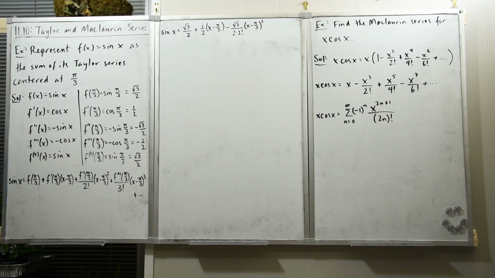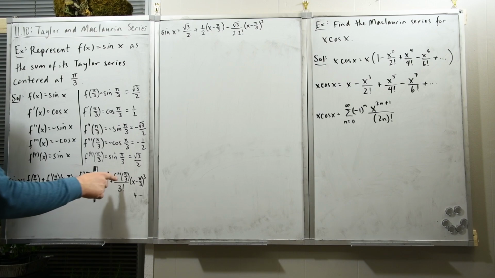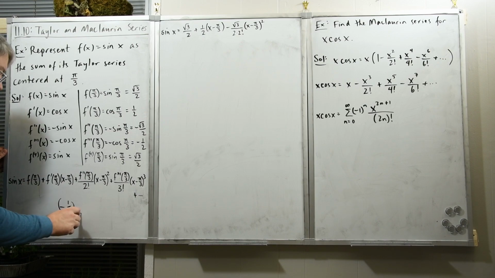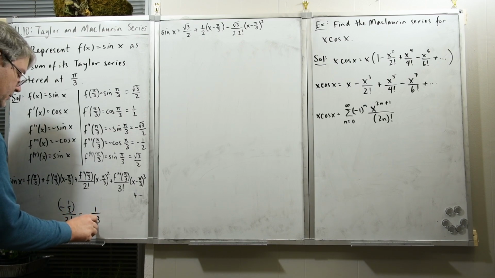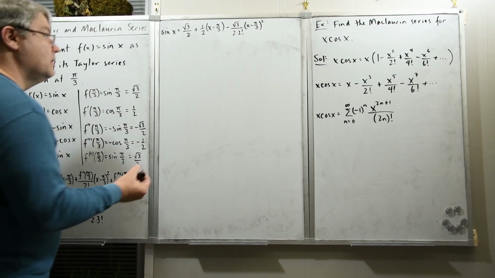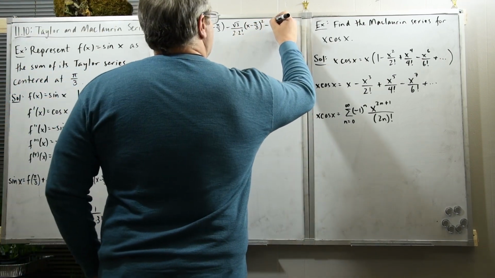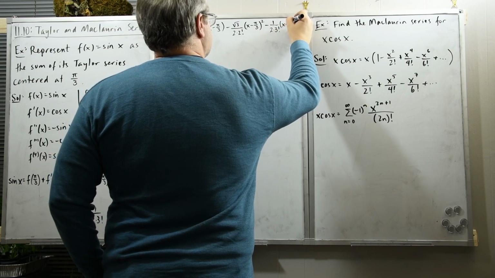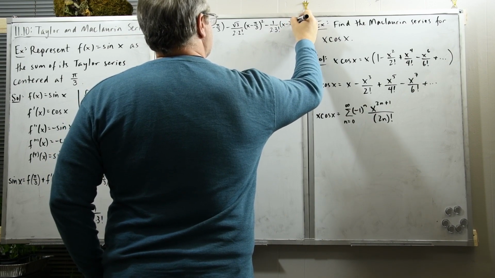And then your f triple prime of pi over 3 is going to be negative 1/2. That's over 3 factorial. So you take negative 1/2 over 3 factorial. We'll write that as negative 1 over 2 times 3 factorial. And that'll be times our x minus pi over 3 raised to the third.